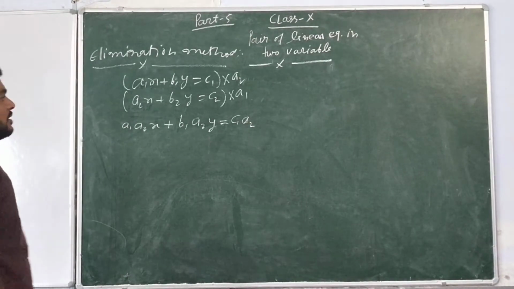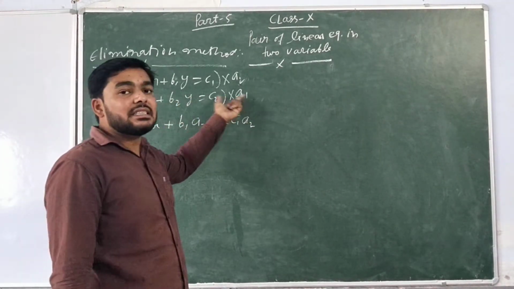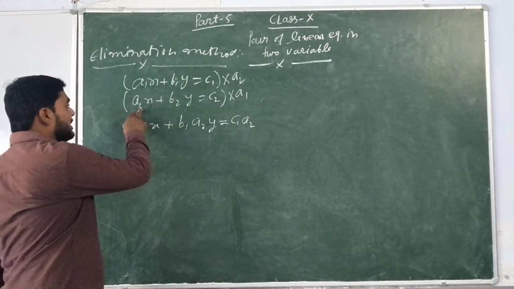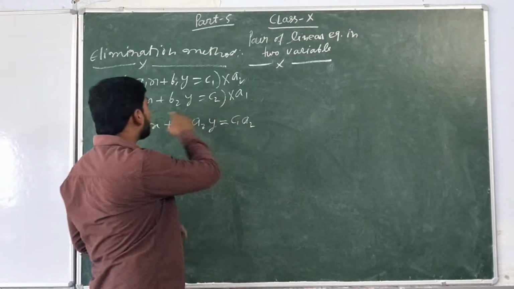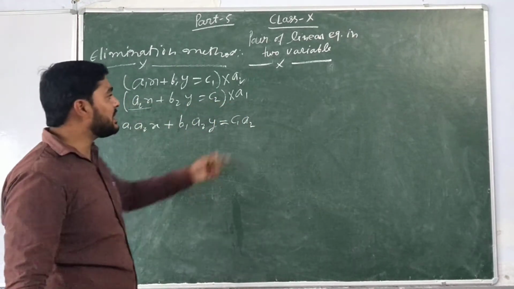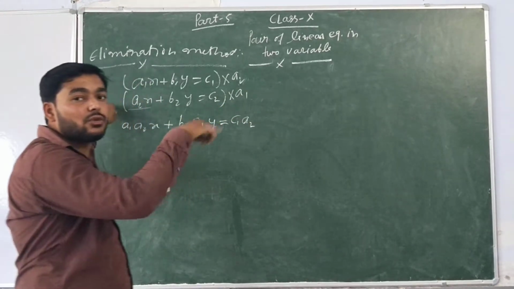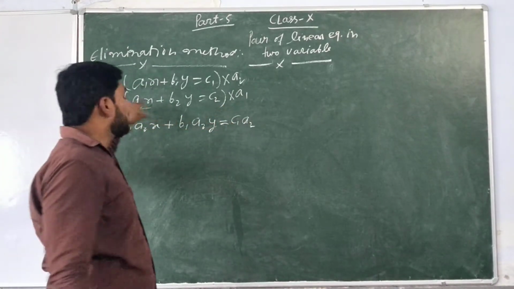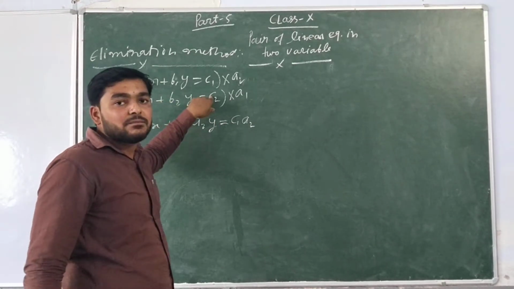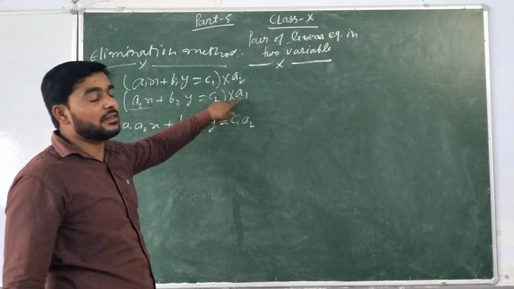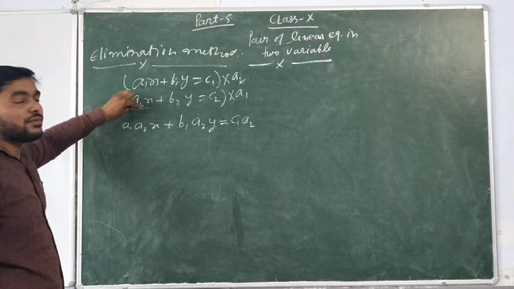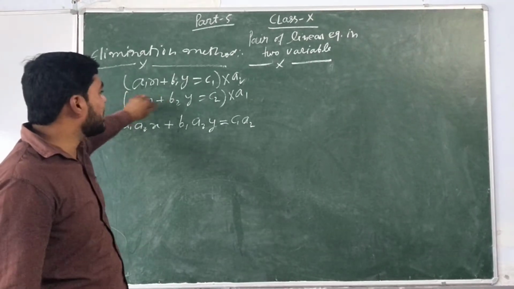Now you are going to multiply a1 in the second equation. Each term will be multiplied with a1, because this multiplication is throughout the whole equation. So here we are going to multiply this a2x term with a1.